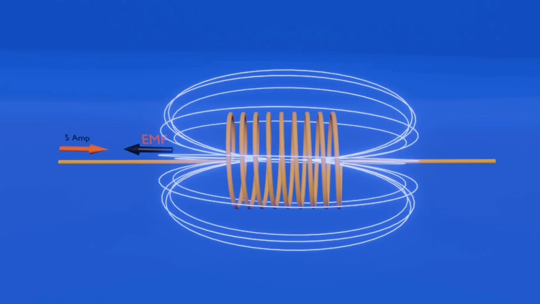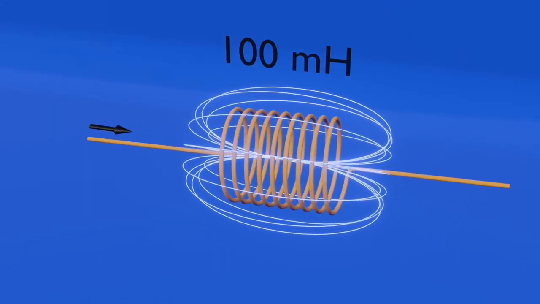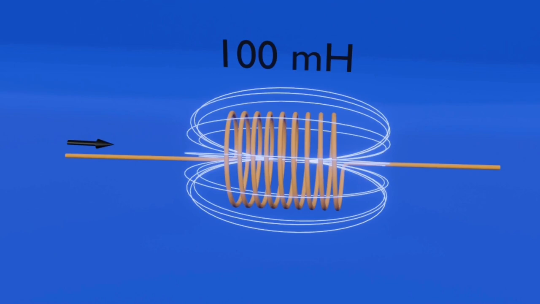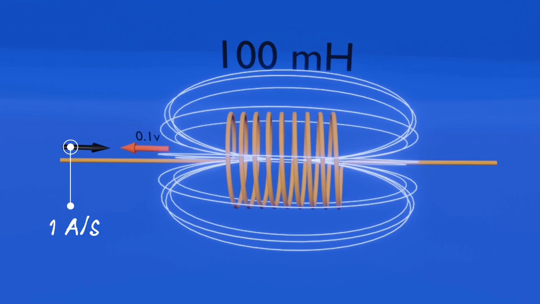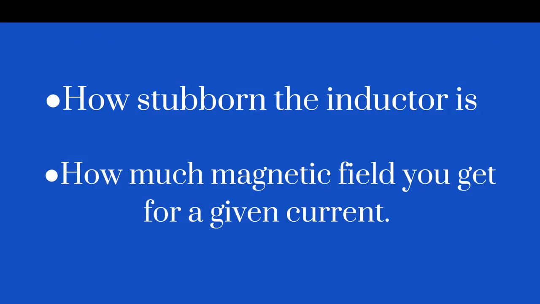For example, let's say we have an inductor with an inductance of 100 millihenry. What does the 100 millihenry mean? 100 millihenry means if you try to change the current through the inductor by 1 ampere per second, the inductor will generate 0.1 volts to oppose that change. So the 100 is not just a number, it tells you how stubborn the inductor is, how much magnetic field you get for a given current.